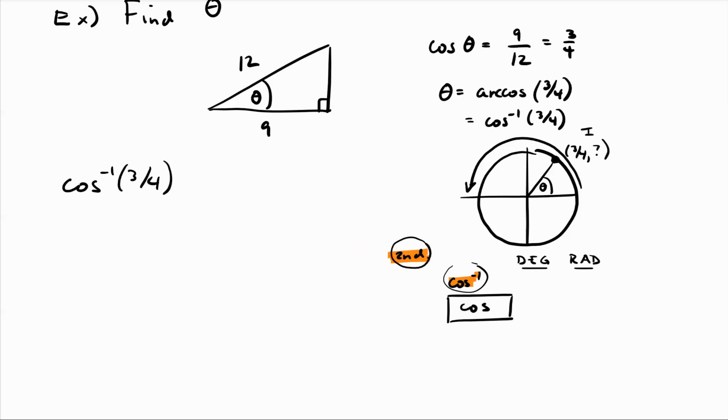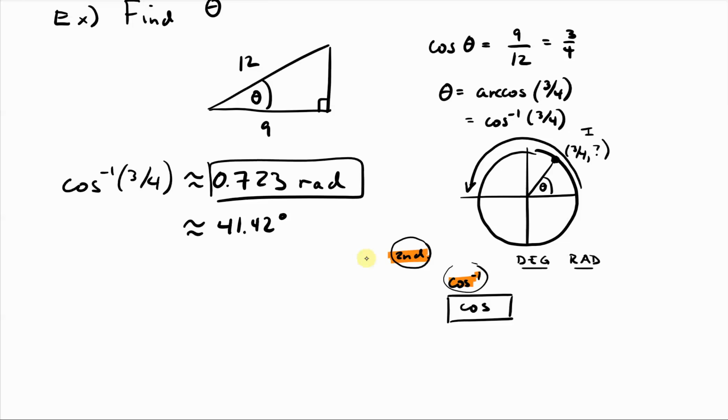So if I've used my calculator in radian mode, it's going to give me 0.0723 radian. Remember, 1 radian is 57 degrees, so this is definitely less than 57. So in other words, it's definitely an acute angle. If I use it in degree mode, it's going to give me 41.42 degrees. So both are just as good.